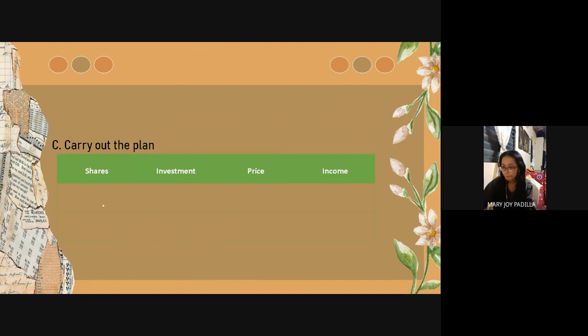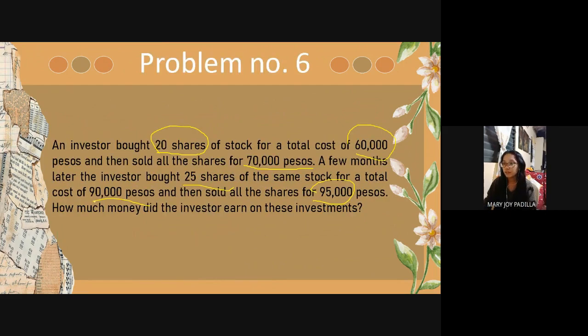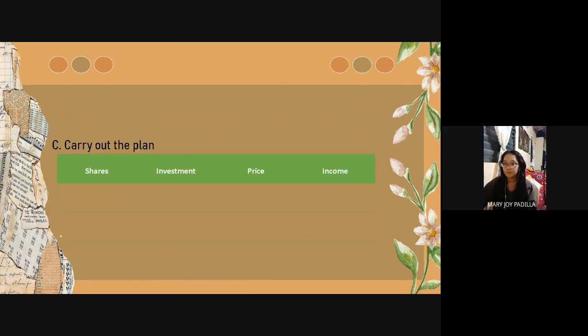Two transactions siya. So, we have here the two tables. Ang shares natin, ilan ba ang shares natin? So, sa shares, lalagay natin is 20 shares and 25 shares. We have here the shares, 20 and 25.